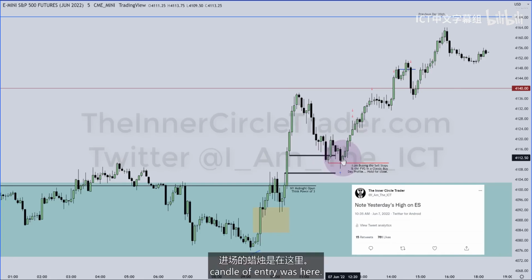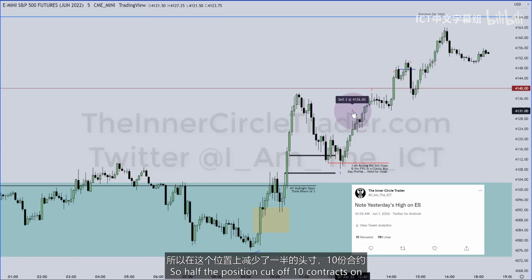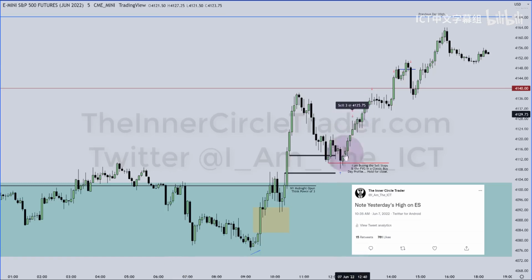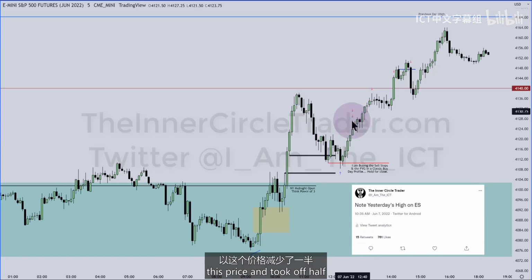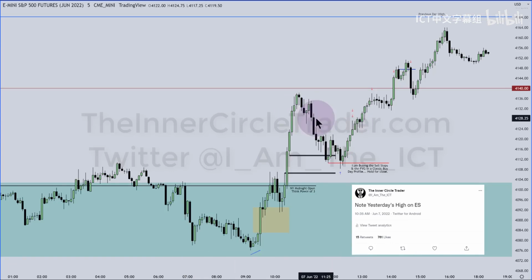And then my candle of entry was here. The low was 41.08 and a quarter, and my fill was still below that. It's 41.10 and a quarter, so a quarter point below that. Okay, so there's the entry right there. And then partial here, and another partial there. So half the position, I bought 10 contracts on this price and took off half in that area where that rectangle was drawn in that little vignette video.